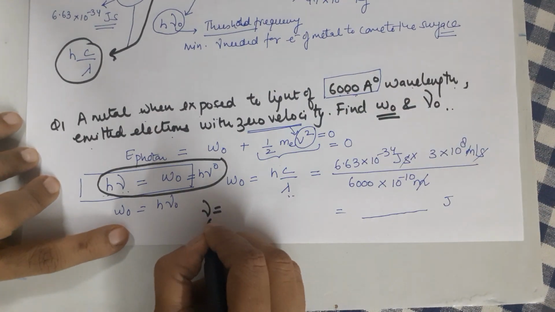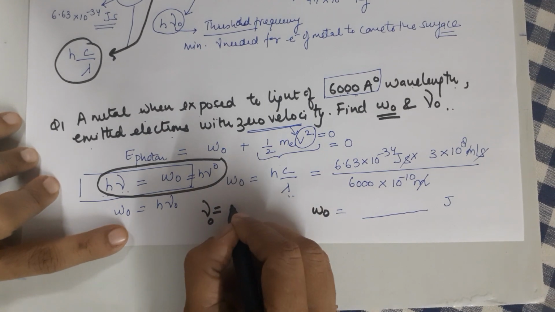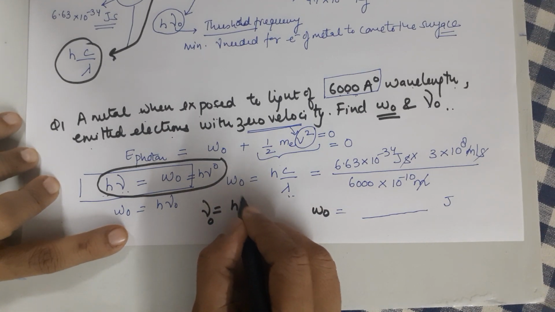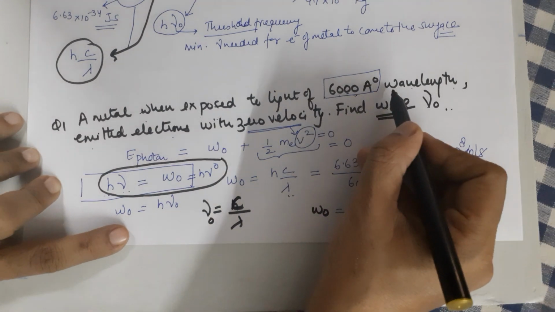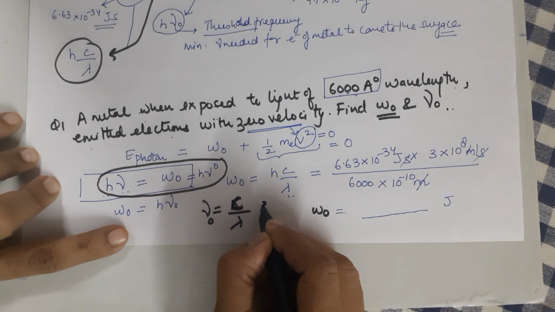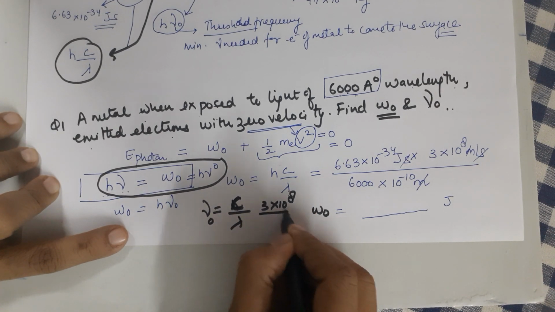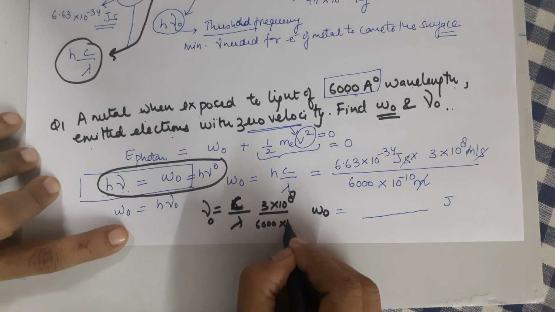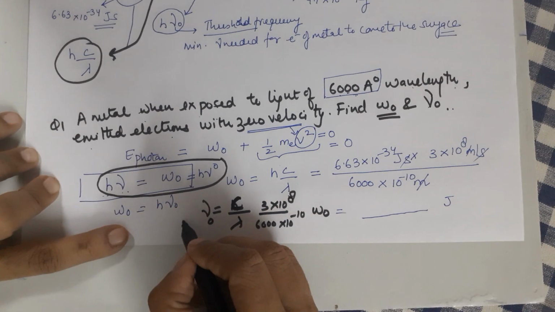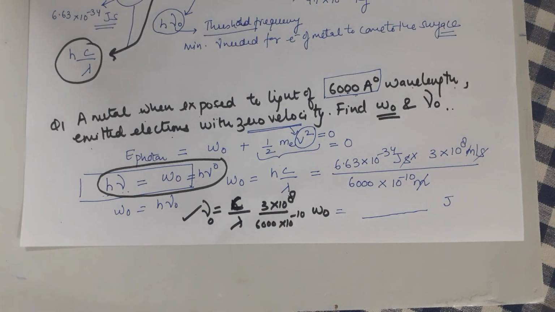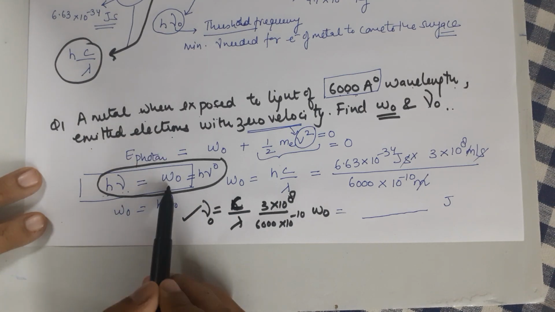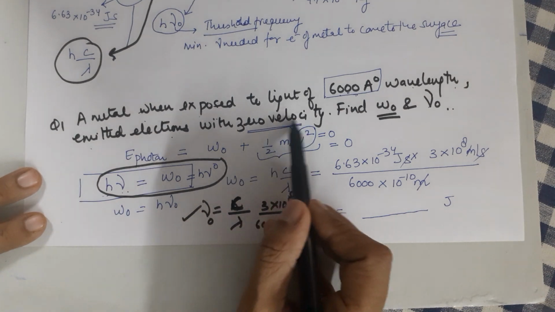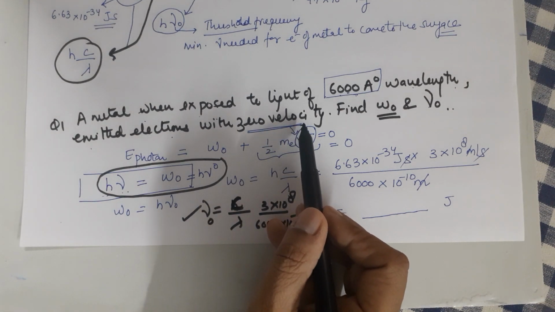This is the work function which we have done. This would be h. This is c by lambda, where lambda is 6000 Armstrongs. So you can substitute c, which would be 3 into 10 to the power 8, and lambda would be 6000 into 10 to the power minus 10. And this is how you would calculate your threshold frequency. This time the threshold frequency would be same as that of the photon's frequency, because the energy of the photon is same as the work function, because the electron was moving with a zero velocity.